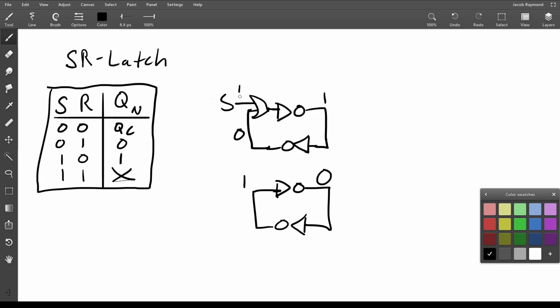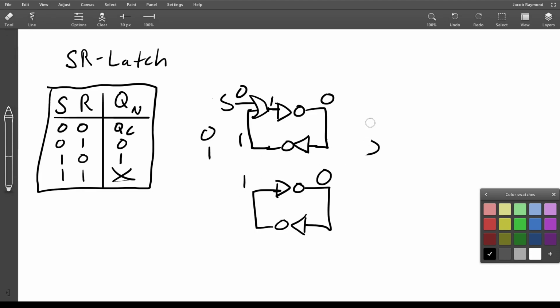If I turn this S into a 1, well, 0 or 1 is going to be 1. Invert that and it will become 0, which will feed back over here. We'll invert back into a 1. And then 1 or 1 is just 1. And so this is a fully stable circuit. But now if I change this S back to a 0, 0 or 1 is still 1. And so I've changed the state from being 0 on this side and 1 on this side to being 1 on this side and 0 on this side.